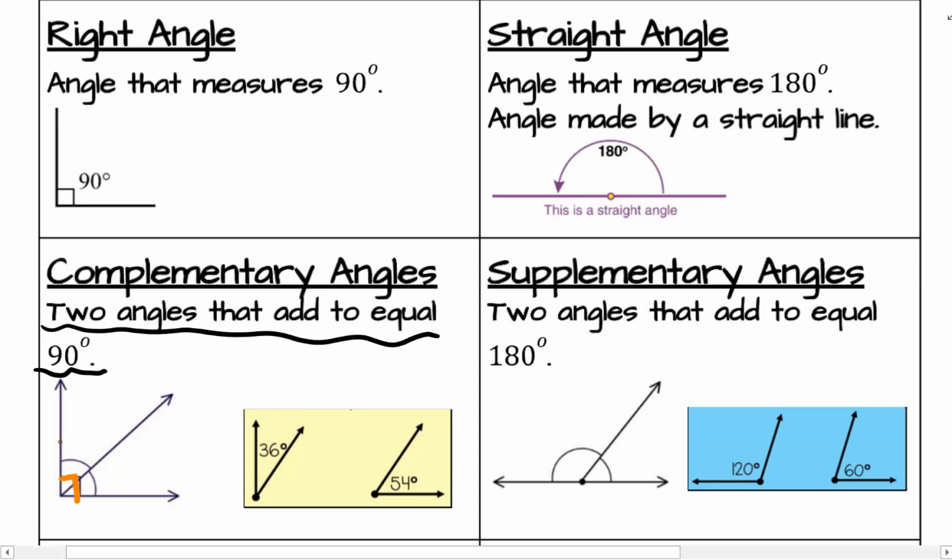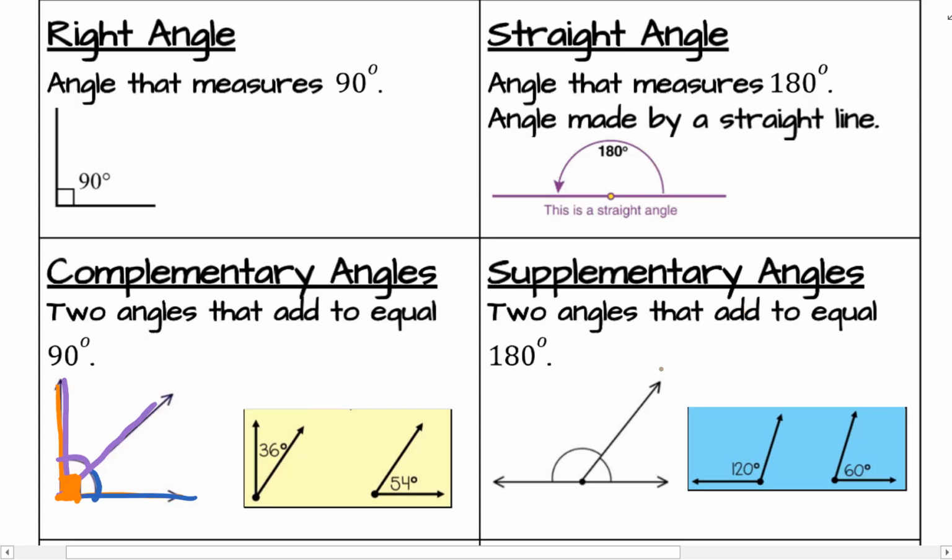Now, if you have two angles that add up to equal 90 degrees, those are called complementary angles. This box means that this is a right angle. These two angles make up the right angle. So the purple angle and the blue angle are complementary because they add to get 90. Here's another example of complementary angles. They don't have to be connected in order to be complementary. They just need to be two angles that add to equal 90 degrees.